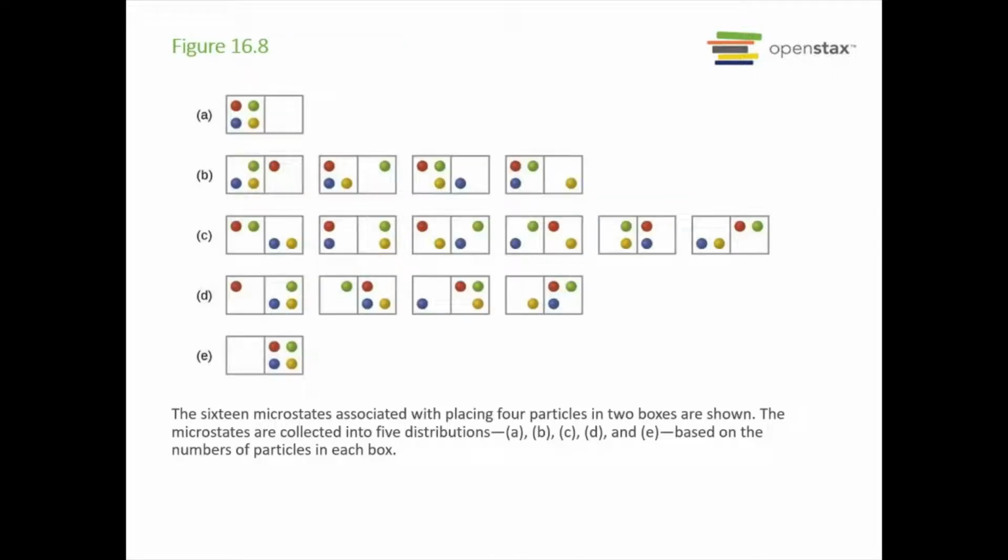So we have a total of 16 microstates with 4 particles between 2 boxes. And here are all these microstates. Each rectangle is divided into 2 squares, and each of those squares represents the boxes. What you might notice is letter C, this distribution here, has 6 identical microstates.